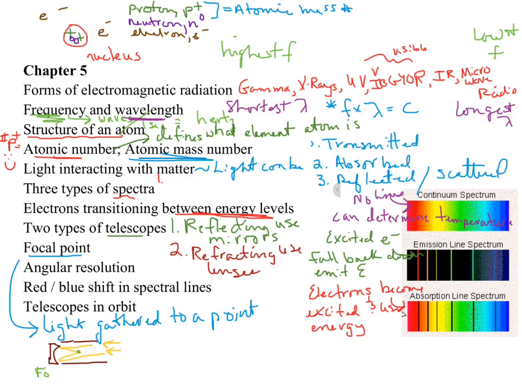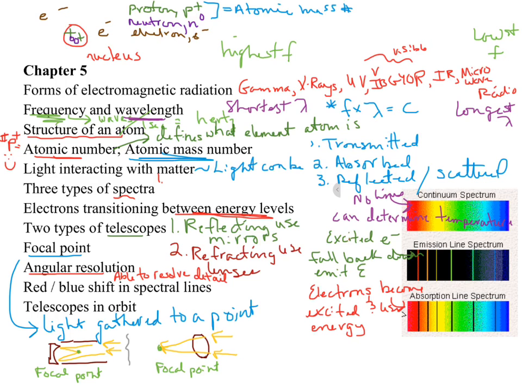And then, of course, the other type of telescope is a refracting telescope. A refracting telescope uses lenses, and so I'm showing you the light being gathered to a point. Again, that green point is the focal point of that telescope. Angular resolution in general is just telling one characteristic of the telescope, its ability to resolve fine detail.